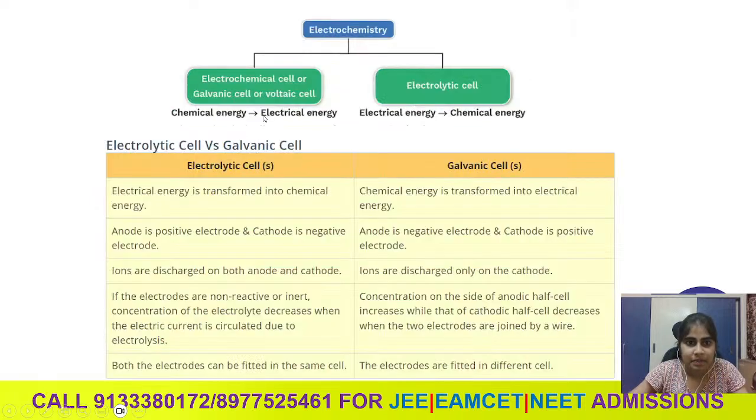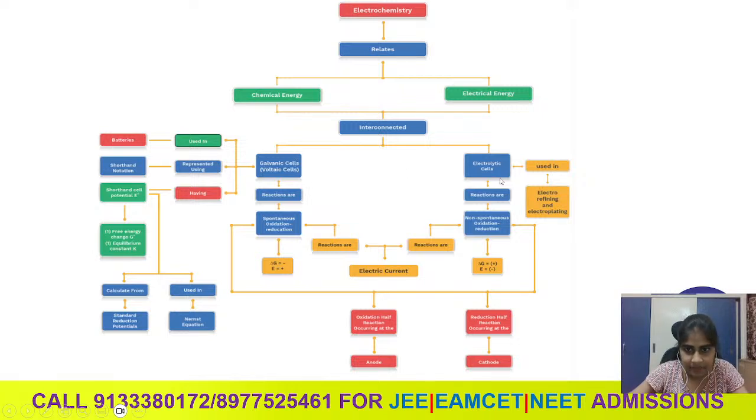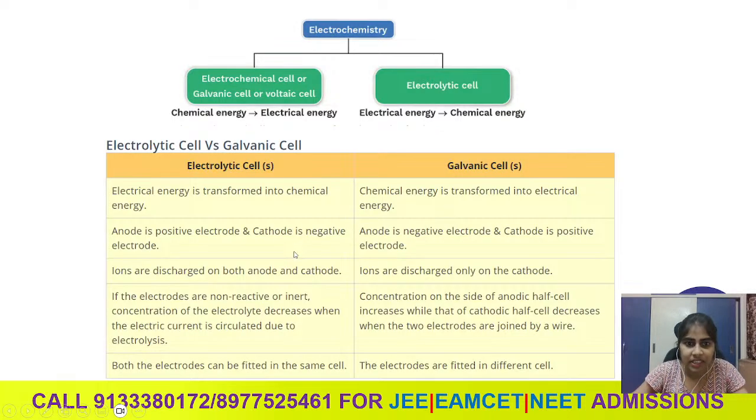So what happens mainly in electrochemistry? It is mainly divided into two cells. First, the galvanic cell or voltaic cell, in which chemical energy is converted into electrical energy. In the electrolytic cell, what happens? Electrical energy is converted into chemical energy. So that is the main part of our chapter. And we can see here spontaneous reactions and non-spontaneous reactions, which include Gibbs free energy, that we can see here.